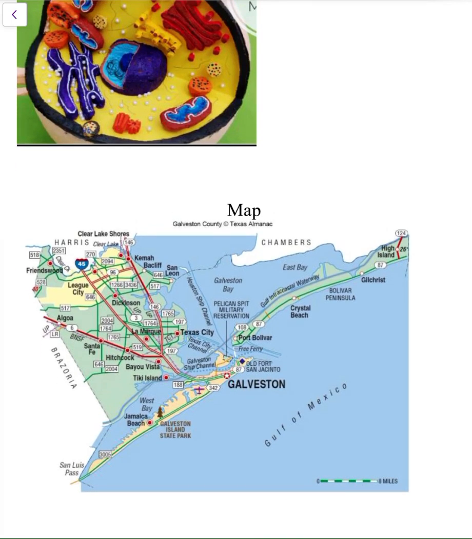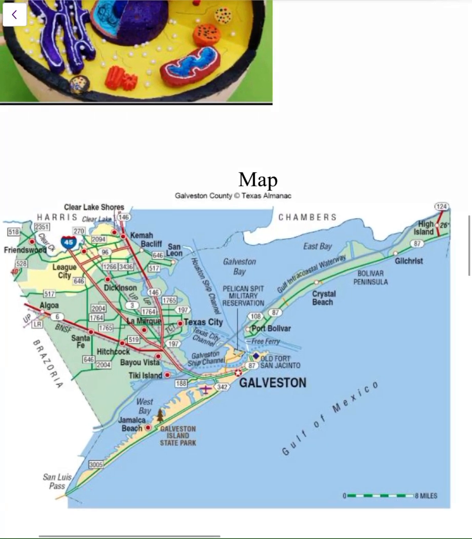Scales are used a lot on maps. So here's a map of Galveston. It was taken from the almanac, and the scale for the map is right here down at the bottom, saying the length of that line is 8 miles. So we could take a piece of paper and measure that and bring it up and say, okay, that's about 8 miles, right? I don't think that's the same length, but you get the idea.